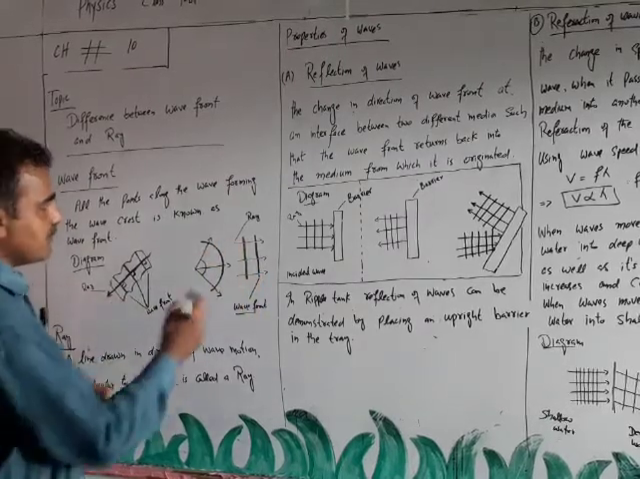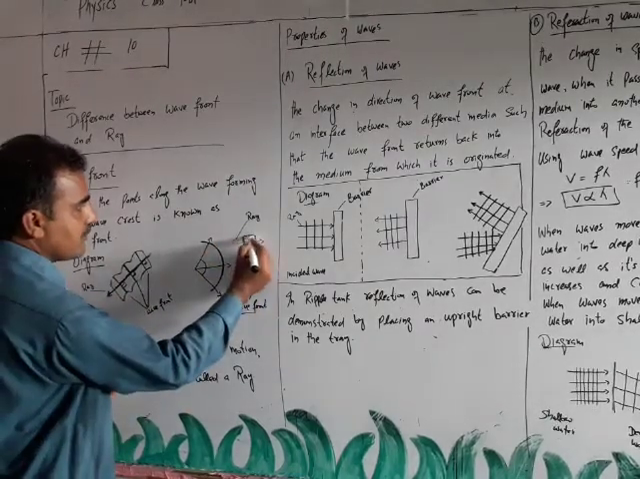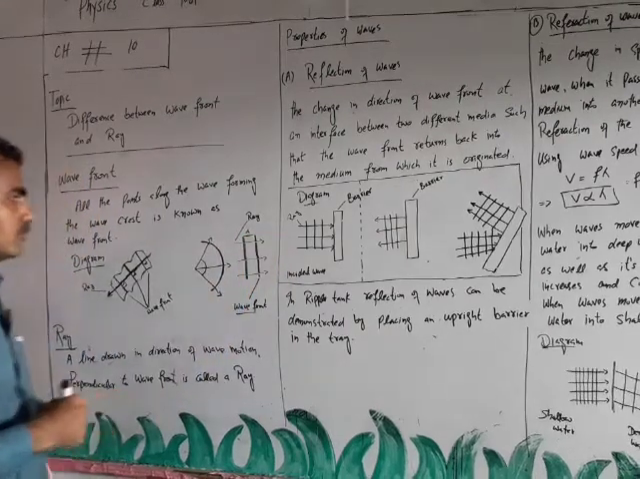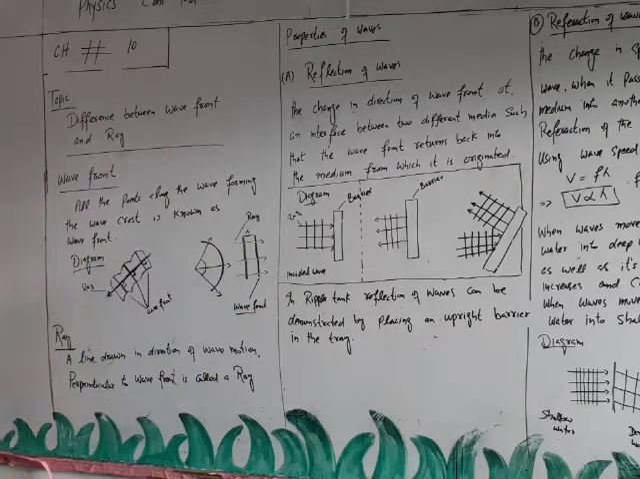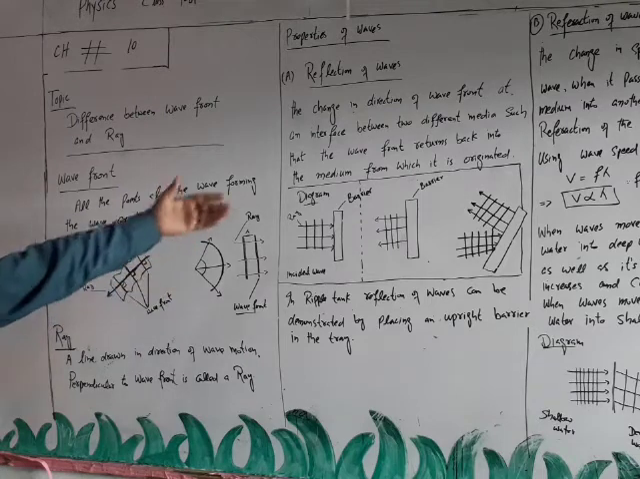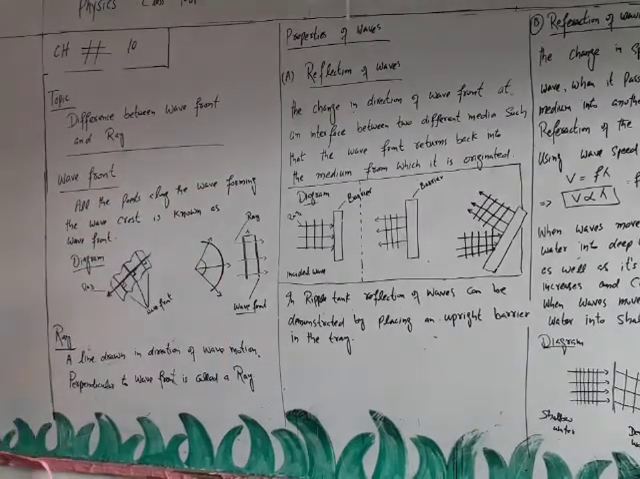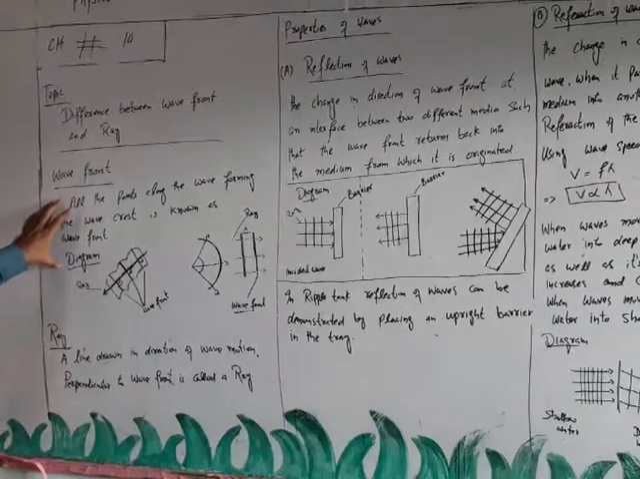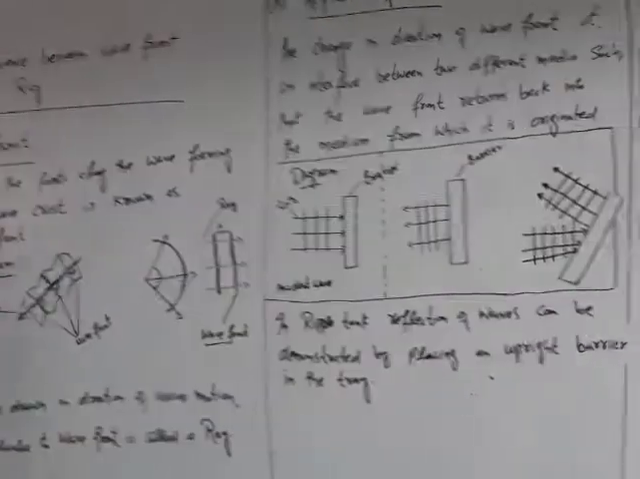The distance between two wavefronts is known as the wavelength of the wave. We are going to use these diagrams in the explanation of reflection, refraction and diffraction of waves, so we have to first keep in mind what a wavefront is and what a ray is.